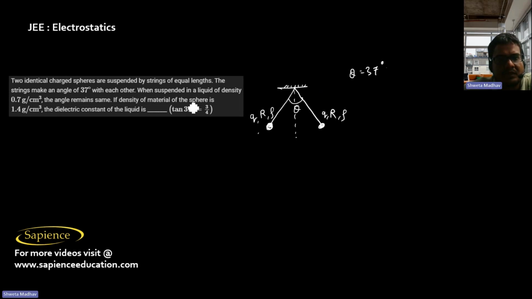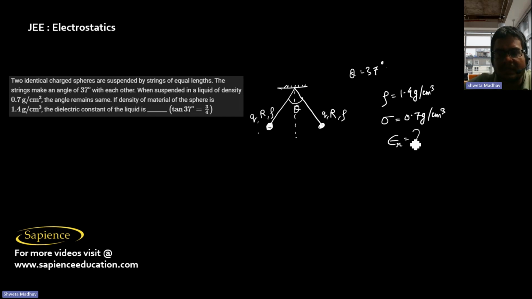If the density of the material of the sphere is 1.4 gram per centimeter cube, so here rho is given 1.4 gram per centimeter cube, and the density of the liquid sigma in which it is kept is 0.7 gram per centimeter cube. The dielectric constant of the liquid, epsilon r, has been asked. Epsilon r is the relative permittivity, which is also called dielectric constant, and tan 37 value is given as 3/4. So now the length of the string, that is L, same length has been told.